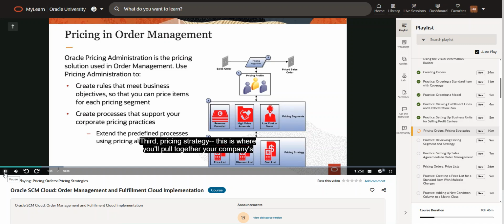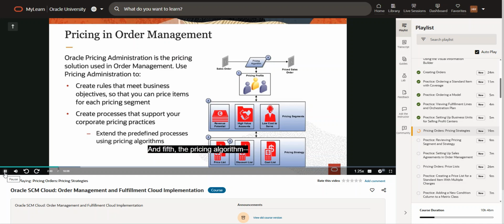Third, pricing strategy. This is where you'll pull together your company's pricing objectives and rules to make sure they align with your overall business requirements. You group different pricing rules into a strategy so that you can control exactly how pricing works. Fourth, list. You can create various lists, like price lists that include rules for calculating prices and shipping charges for an item. These lists are referenced in your pricing strategy. For example, you can apply more than one charge to an item, maybe a one-time sale price in one rule and a recurring monthly maintenance charge in another. You can also set up rules to handle currency conversion so pricing works smoothly across different currencies. For more details on currency conversions, you can check docs.oracle.com.